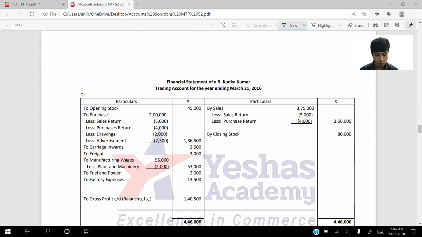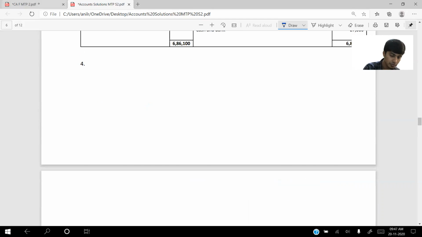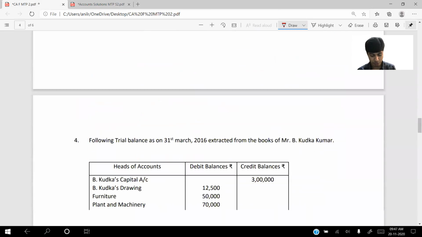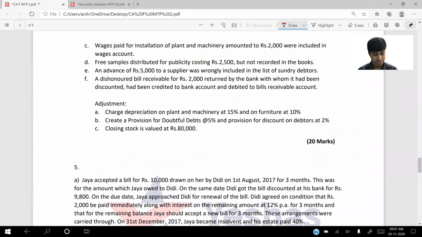Now let us go to the fourth one. The fourth one is with regard to the final accounts. A complete wholesome question. I guess one question for 20 marks. This one. Is it the one? Yes, 20 marker question. One simple question. Let's do this.